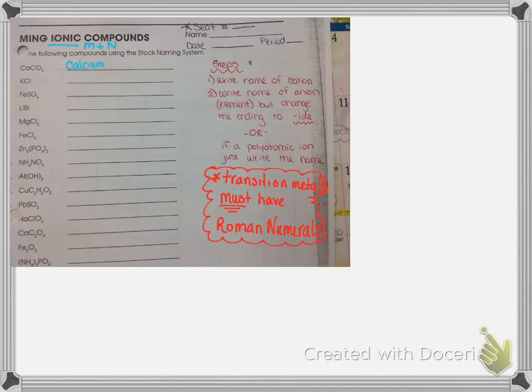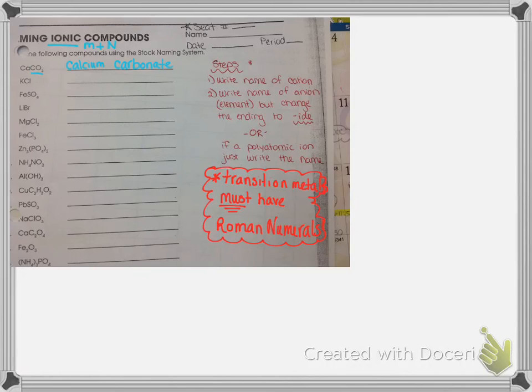And then the next step, step 2, is either you're writing the name of the element if it's an element and changing the ending to IDE, or you simply write the name of the polyatomic ion if it's a polyatomic ion. Now CO3 is a polyatomic ion. It's made up of more than one element. And so you just need to use your cheat sheet that I gave you with your notes, find the formula CO3, and then write down whatever that name is. And so if you look, CO3 is going to be carbonate, and so the name of this compound is calcium carbonate, and that's all you do.